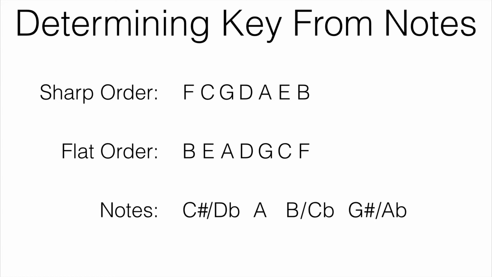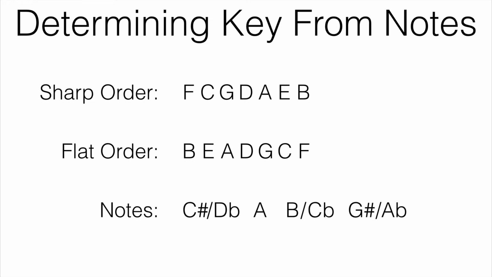For instance, for C sharp or D flat, the C sharp affects the sharp list, and the D flat affects the flat list. For B or C flat, the B only affects the sharp list, while the C flat affects the flat list. When we have 2 choices, one always affects the sharp list, while its counterpart affects the flat list. For A, since it's a natural note with no enharmonic equivalent, it affects the sharp and flat list.